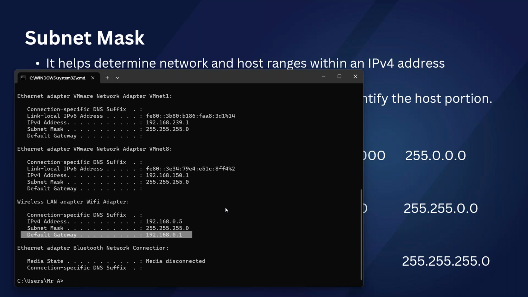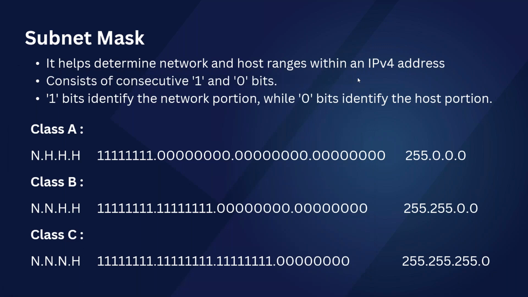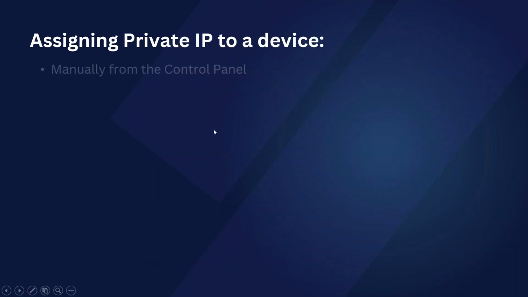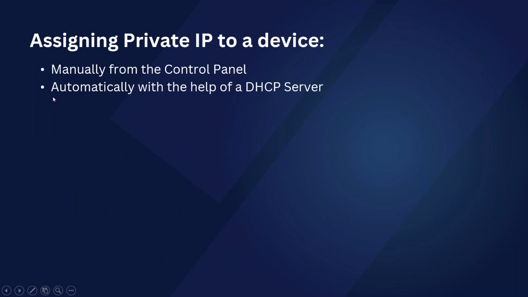Now, moving on, after subnet mask, we have to talk about how to assign a private IP. There are two methods, guys. You can either assign it yourself manually from a control panel, or you can get it automatically from something called a DHCP server. We'll go with the automatic method later. Let's go with the manual method first. How do you manually assign a private IP to any system? There's a certain procedure for it.